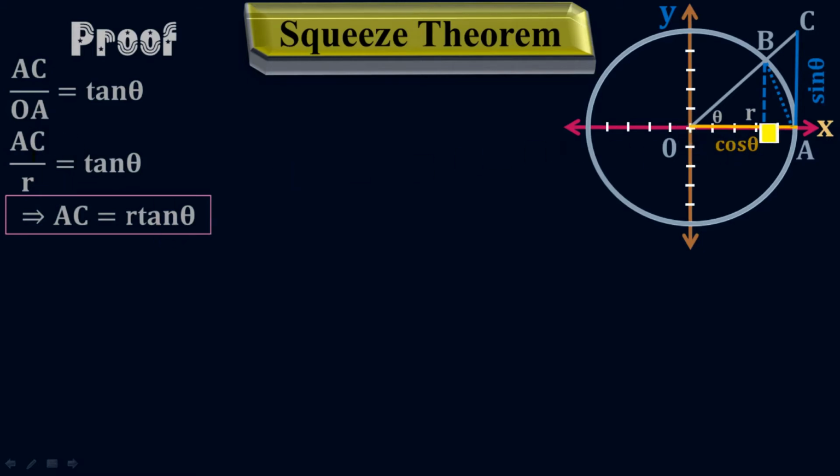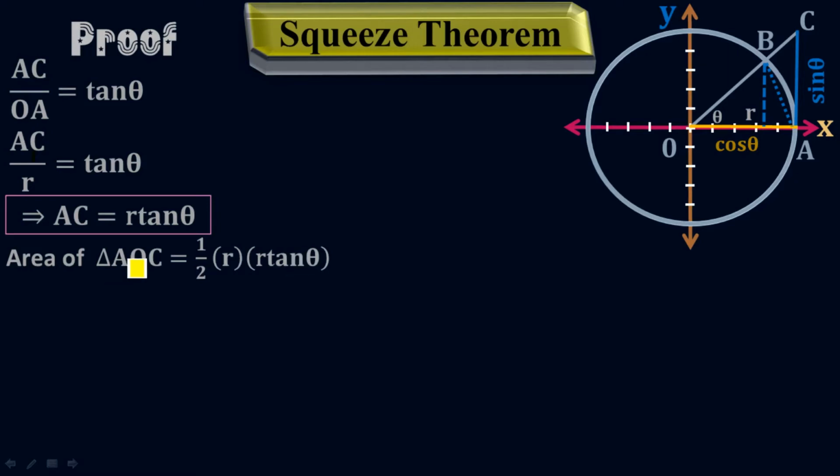From here up to here, this is the radius of the circle, which is R. So I just replaced OA, which is cos theta, by R, and then I multiplied both sides by R, so I will have AC equals R times tangent theta. This is the value for AC. But the area of triangle AOC equals 1/2 times R times tangent theta. It is the formula for the area of a triangle. The formula of any triangle is 1/2 times base times perpendicular.